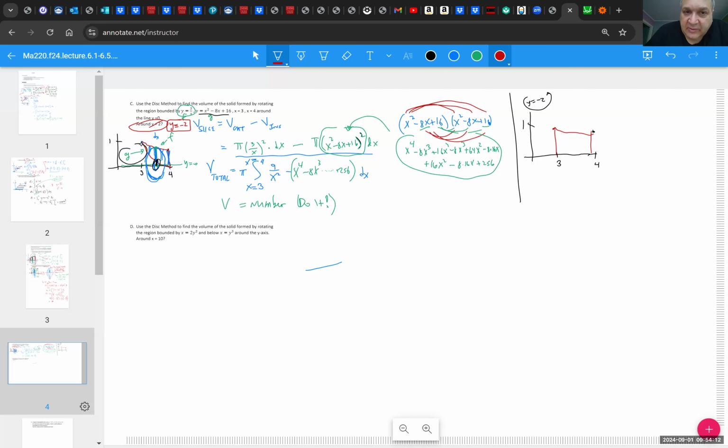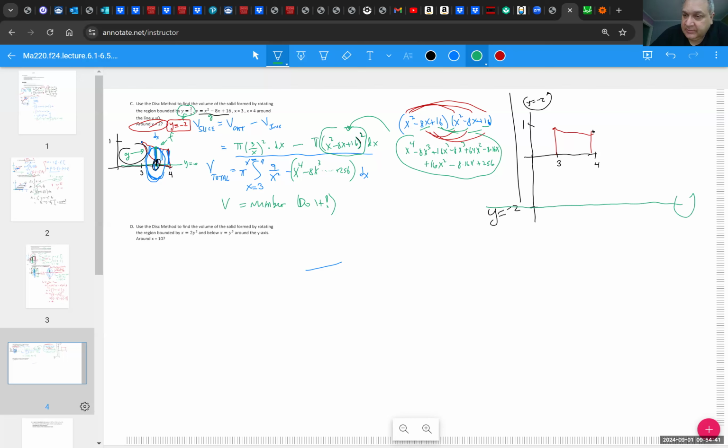Same region with the graphs, 3 to 4 for the x's. And now, according to my update here, we're going to revolve it around the line y equals -2. We can also do 2, and I'll do one like that on my next example, but I'm going to do -2 for this one. Apologies for not typing it in correctly, but I wanted to show you y equals -2 as our axis of revolution. So I'm going to draw in my axis of revolution.